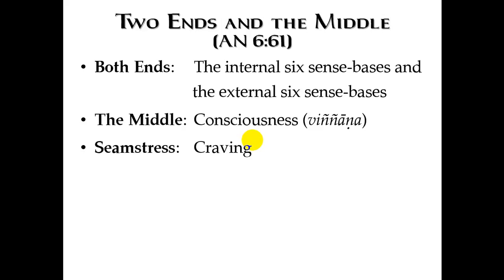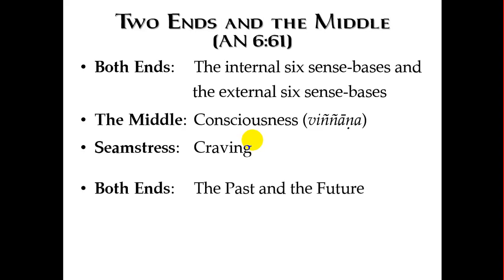So therefore, in between, we have internal sense bases and external sense bases. So there will be eye consciousness, ear consciousness, nose consciousness, tongue consciousness, body consciousness, and also mind consciousness. So we have to be mindful all the time. When we hear something, mindful. When you see something, mindful. So there's no place for craving. There's no place for ignorance. If you have mindfulness, that means no ignorance, no craving in your mind, right? So the craving makes a problem.